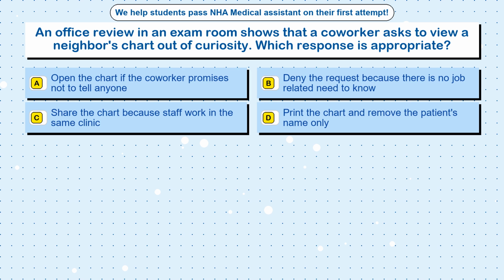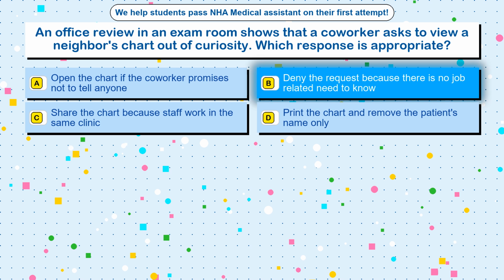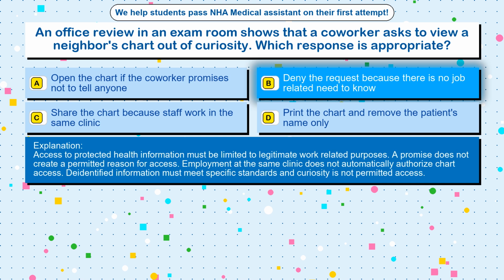Option D, print the chart and remove the patient's name only. The correct answer is option B, deny the request because there is no job-related need to know. Access to protected health information must be limited to legitimate work-related purposes.